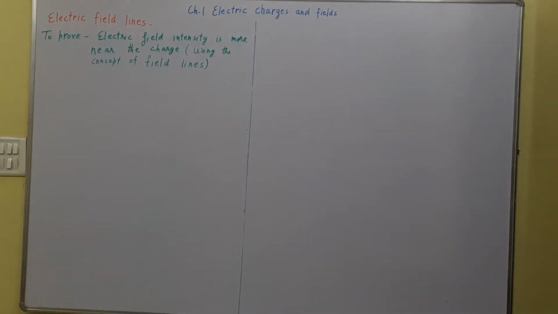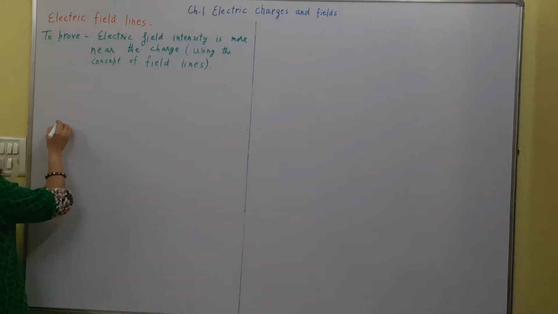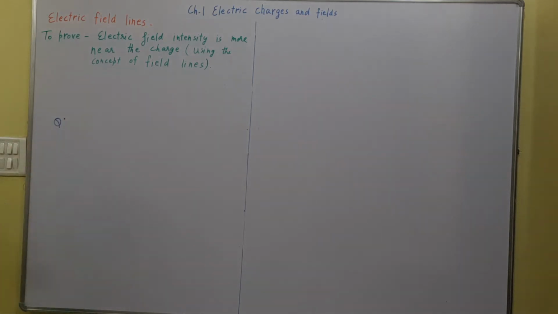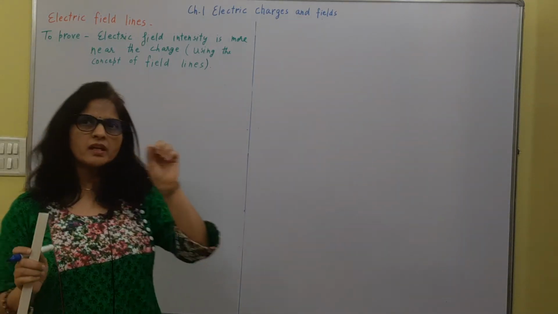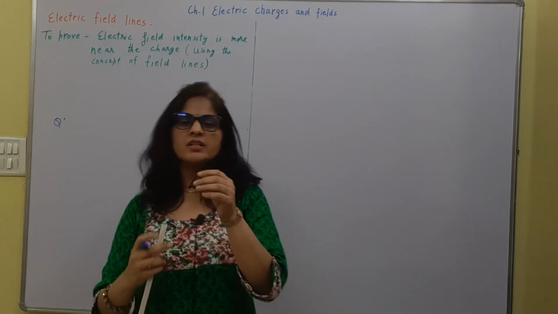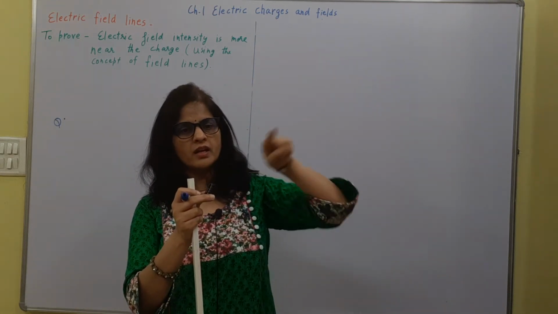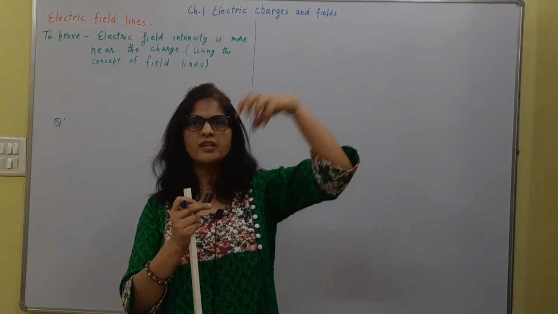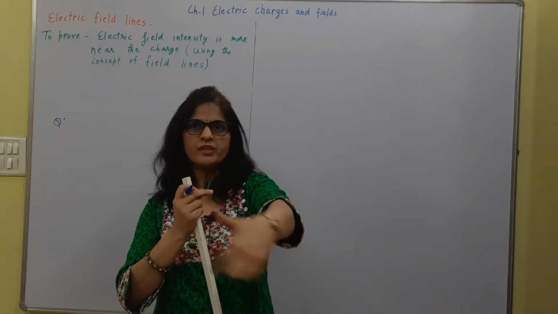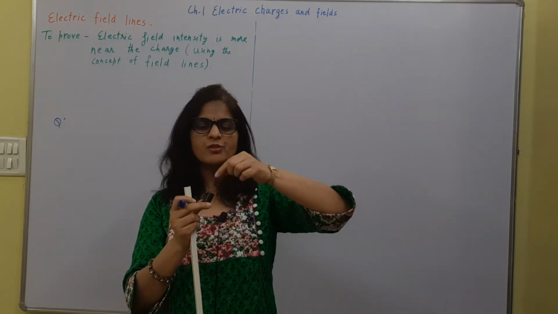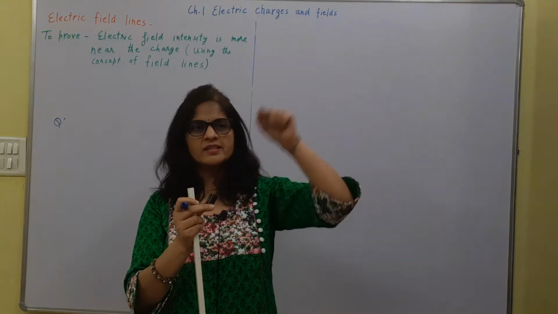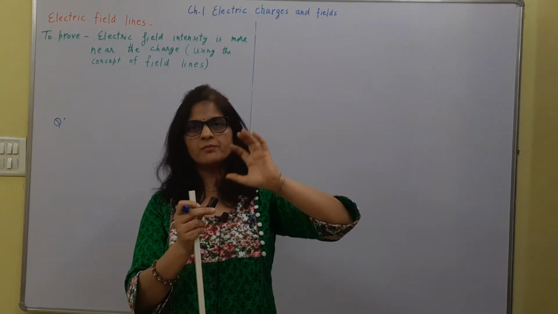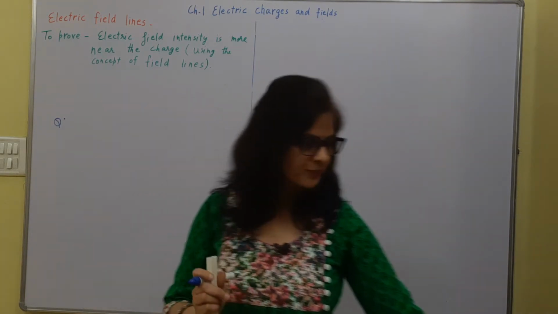So we'll first draw a diagram. Suppose we have a charge here. So this is the charge. We know that at every point around this charge, we have electric field lines coming out of it. These are imaginary lines, so we will mark these as lines emerging out. That means the arrow will be outside, right?